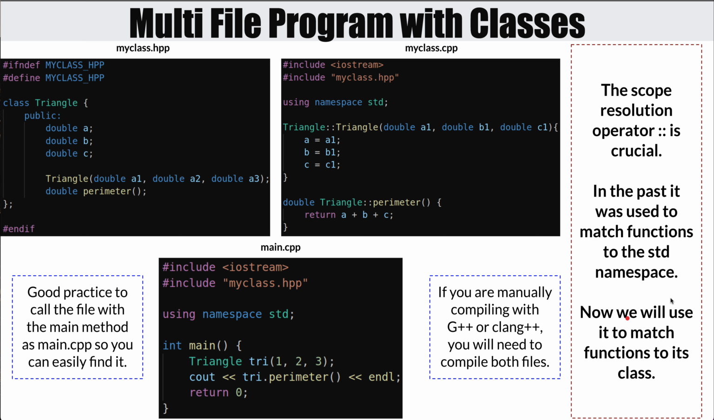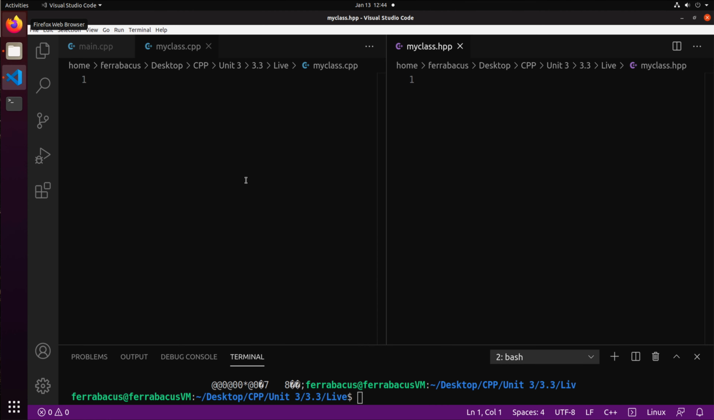So let's do an actual example. All right, so as promised, we're going to do this again, but we are going to do it with a class. And so again, we have to include our header guard. So, if not define MYCLASS_HPP, define MYCLASS_HPP. And then I'm going to scroll down and put my endif.